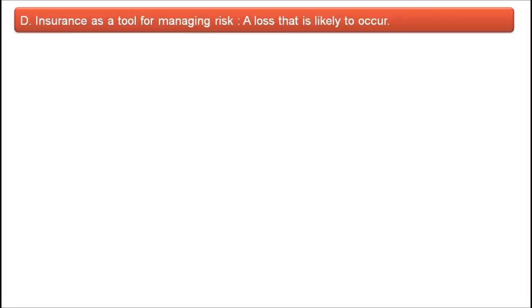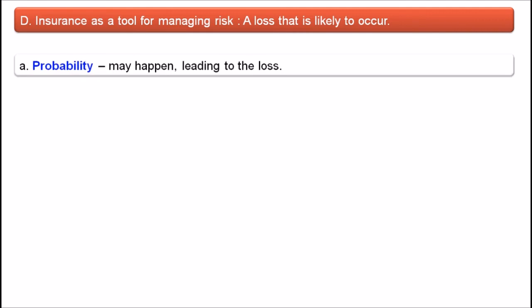Next, section D. Insurance as a tool for managing risk, a loss that is likely to occur. What is it? Probability, right? So there must be some probability that something may happen, leading to the loss. That means there is a chance of loss, and only then will it lead to loss.